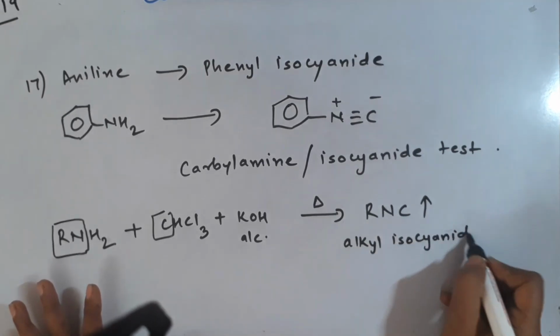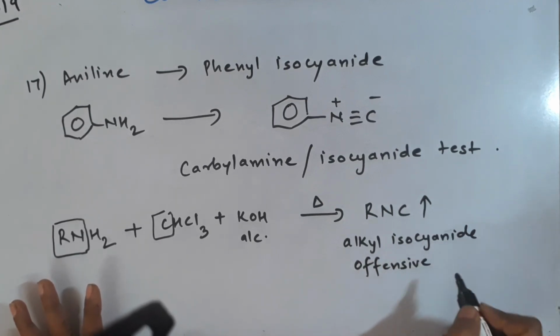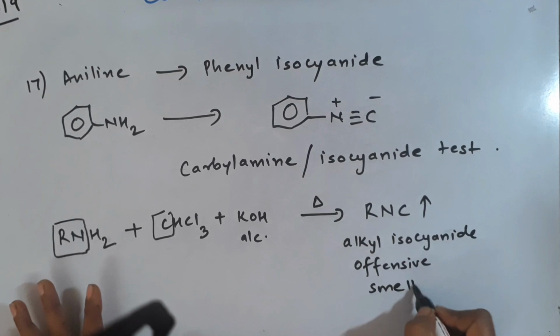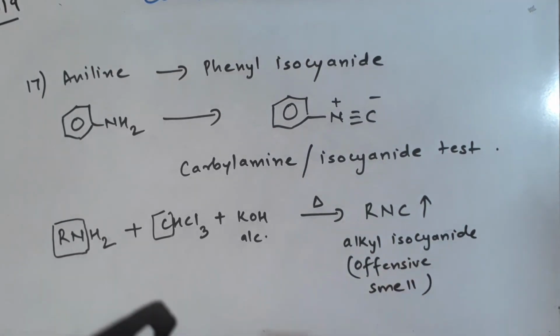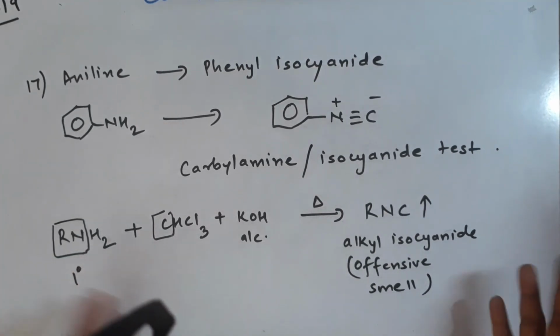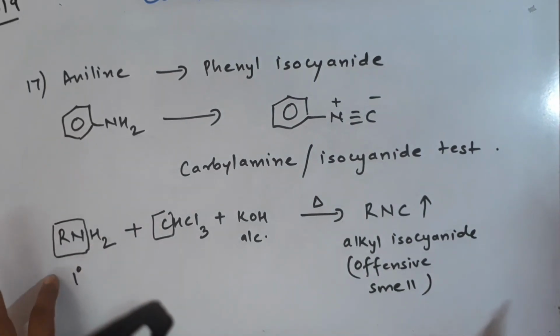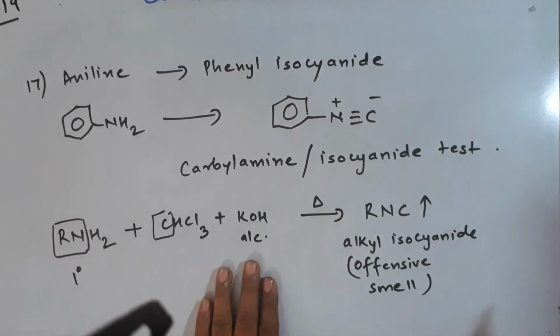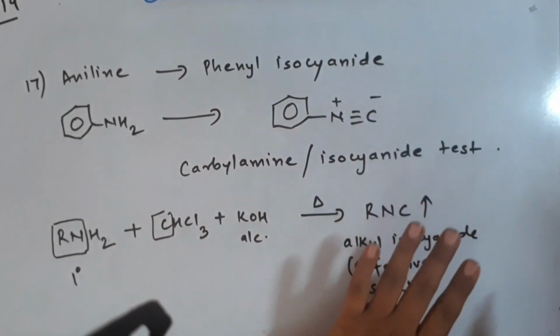It's a poisonous gas. It has an offensive, bad smell. So from the smell you can identify that yes, the amine was primary. If the smell is not coming, then the amine has not given the test, so it can be secondary or tertiary. So this test is only given by primary amines. They can be aliphatic or aromatic also. The reagents are chloroform and alcoholic KOH, heated, and you will get alkyl isocyanide or aryl isocyanide.